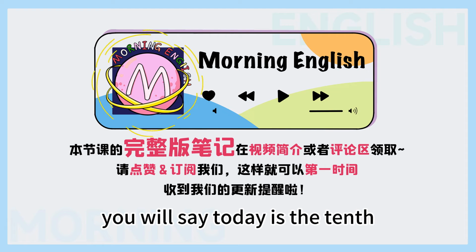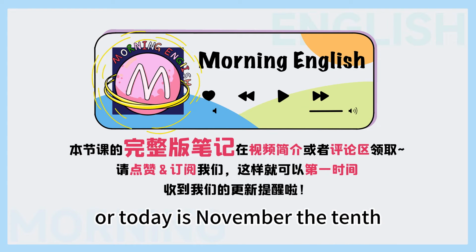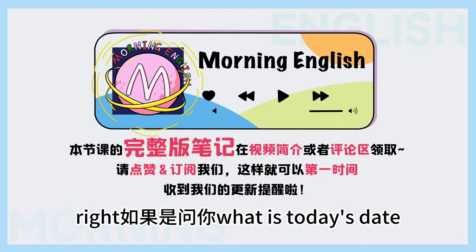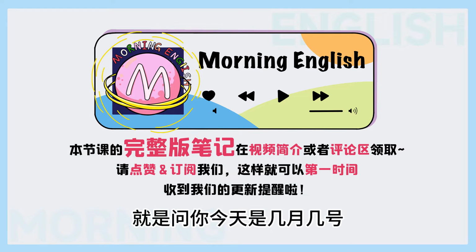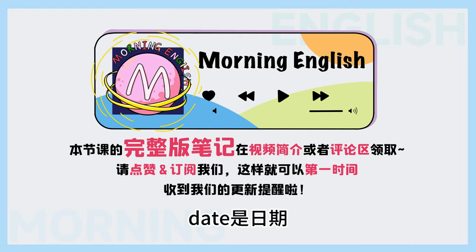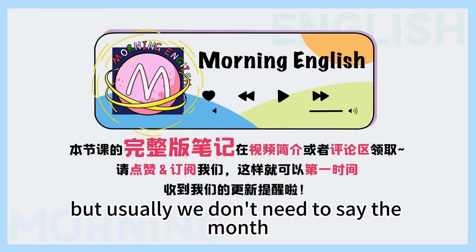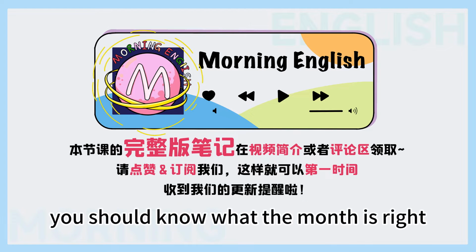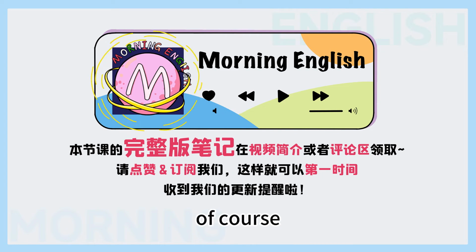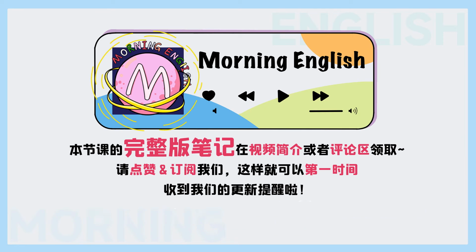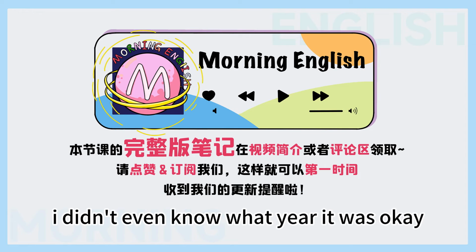Right. But if I ask, what is today's date? You will say, Today is the 10th, or today is November the 10th. Right. Or, today is the 10th of November. Right. 如果是问你 What is today's date? 就是问你今天是几月几号 right? Yes. 问你日期 date 是日期 But usually we don't need to say the month because even if you're not sure what today is, you should know what the month is, right? Well, yeah, of course. Although, I've had some pretty good naps that when I woke up, I didn't even know what year it was. Okay, I believe that.